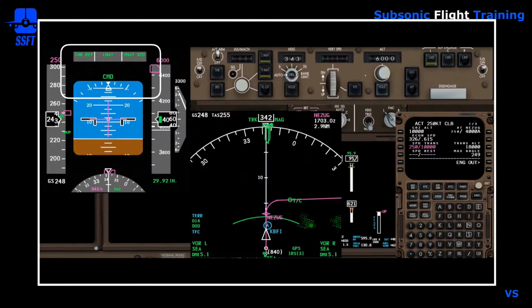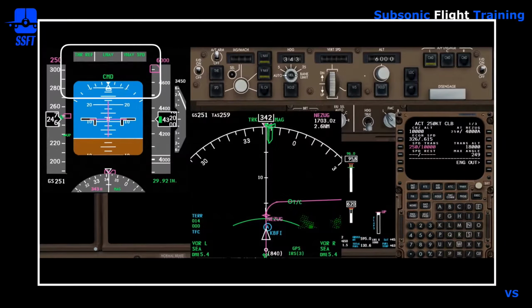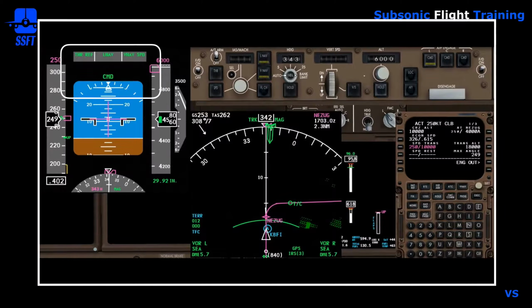We're on the SID departure, so we're approaching NEZIG intersection. NEZIG, we're supposed to cross at or above 4, so we've done that already. On our way to 6.